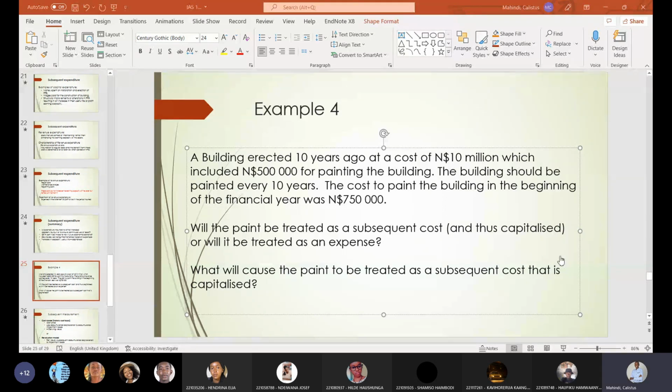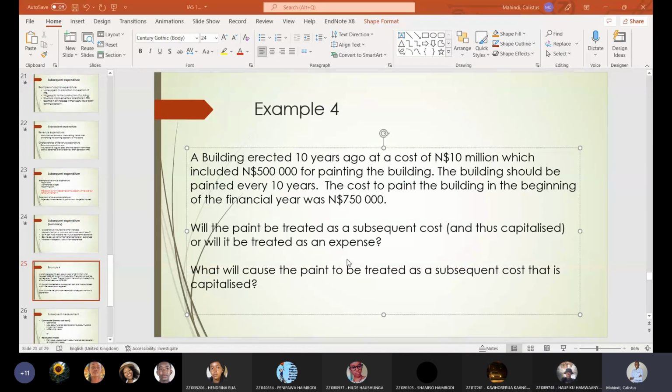What is the criteria, if I put it another way, for capitalization? If future benefits are expected to flow into the business. All right, so we expect future economic benefits to flow from it. What else? If the expenditure prolongs the useful life of the building. All right, so if the painting increased the useful life of the building, then it could have been capitalized.